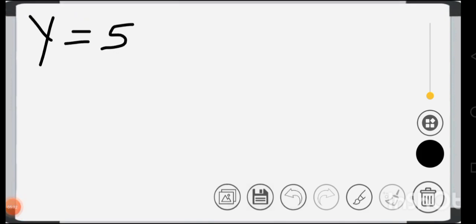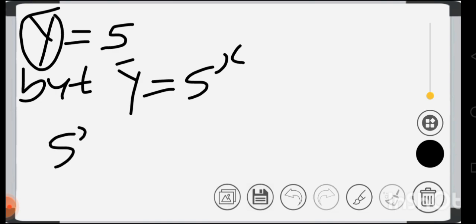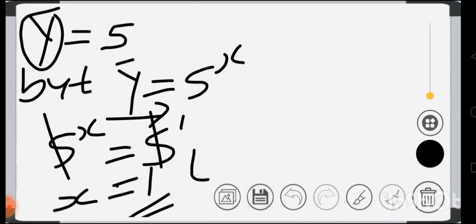But recall that y was 5 raised to the power x. So we are going to put 5 raised to the power x here now and equate it to 5. So we have 5 raised to the power x equals 5. And that one is raised to the power 1. Any number standing alone is raised to the power 1. So ignore these two bases and equate the powers. So x will be equal to 1. So that will be the answer. But remember, it's 2 times. So we just put twice.